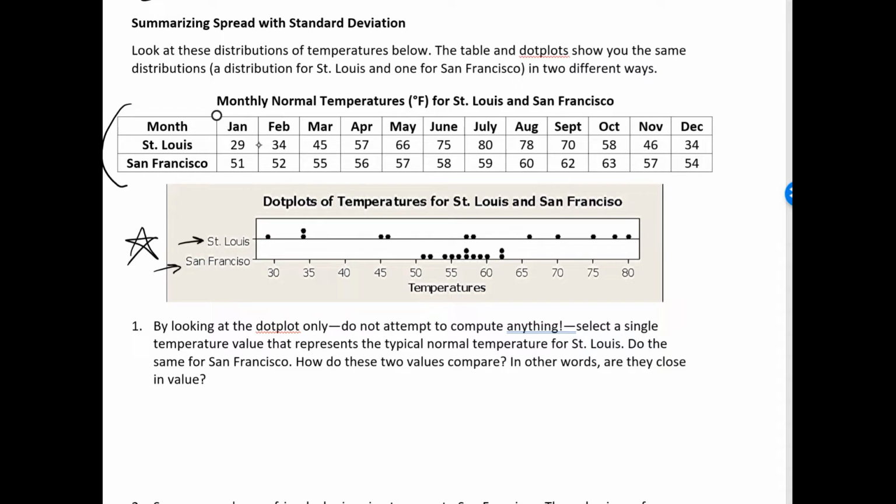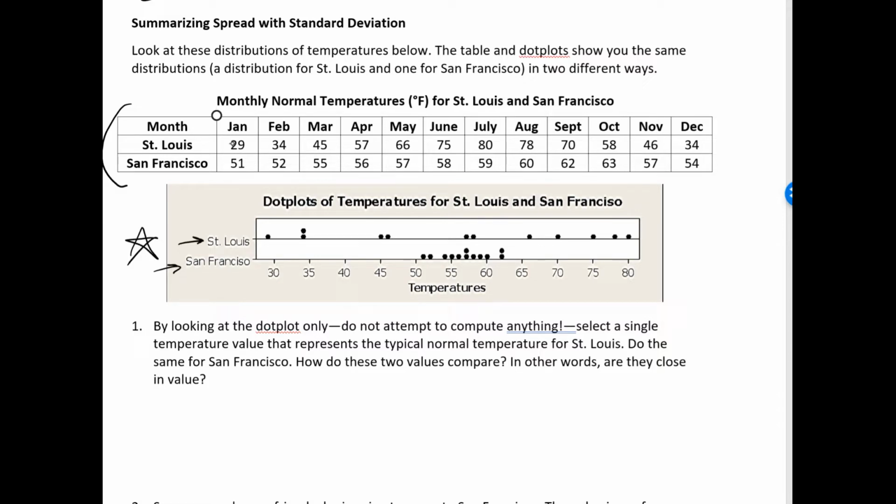So there's one up here at 29 for St. Louis, and I can see that's the one for January. And so by scanning across, I can see those monthly normal temperatures graphed out across this number line. If I look at San Francisco, I can see those values right in here, right? They're all within this kind of area.